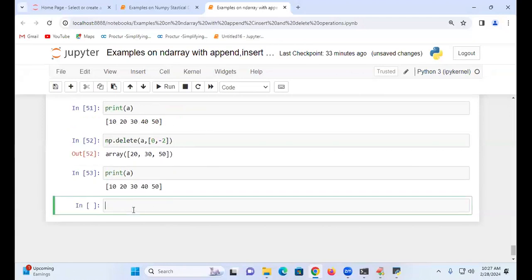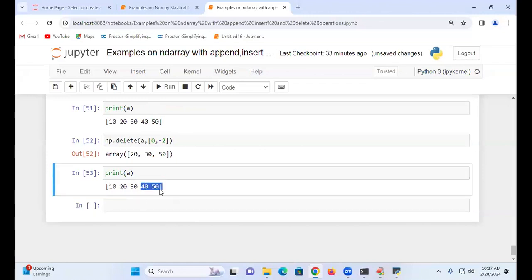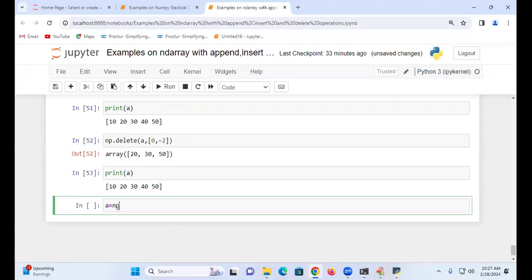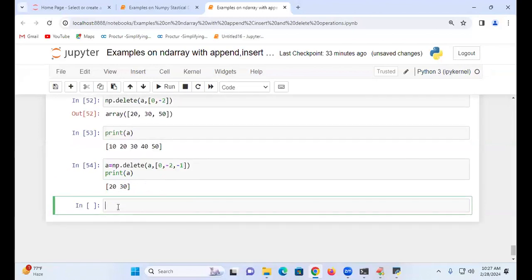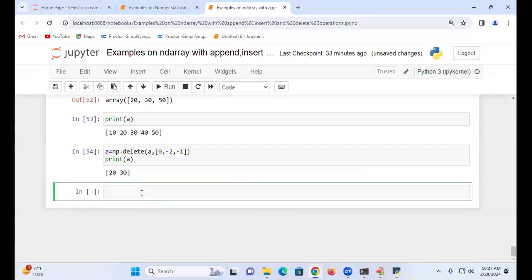Now last and final, you tell me. I want to remove 10, 40, 50. a = np.delete(a, [0, -2, -1]). Print a. So you got what? Elements are removed. Able to follow? Easy or difficult? Easy. So go to the next step.